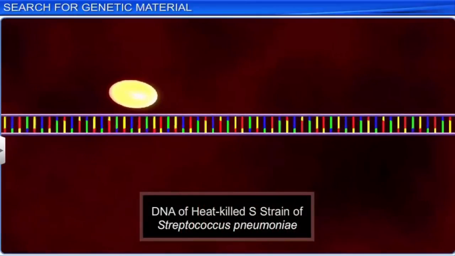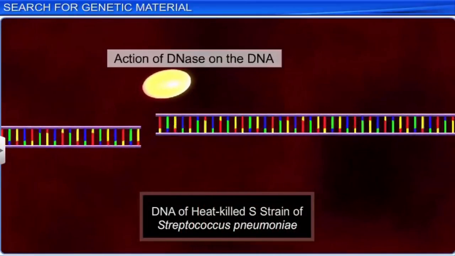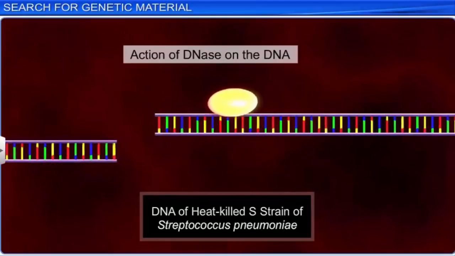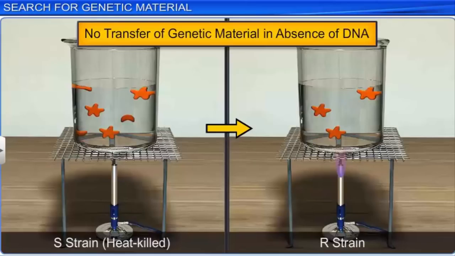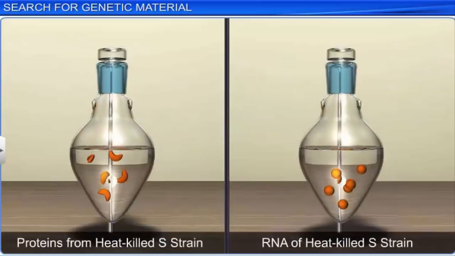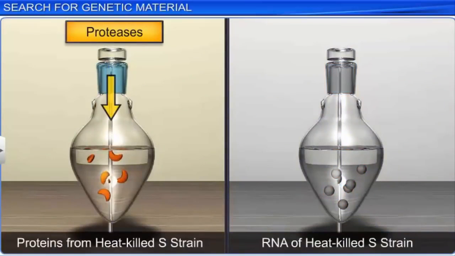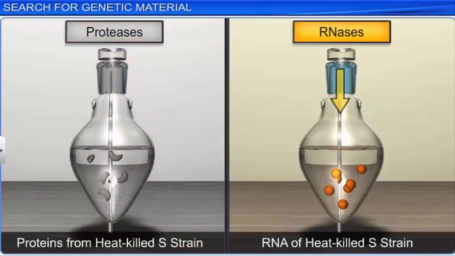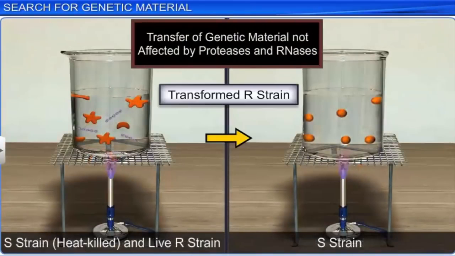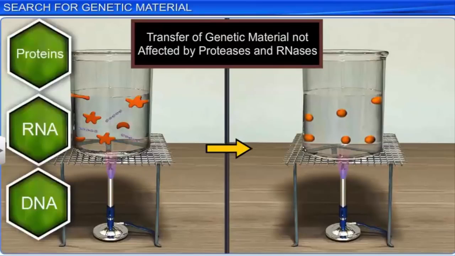They also found that digestion of the DNA of heat-killed S-strain with DNase inhibited transformation. Further, the scientists also discovered that addition of proteases or protein-digesting enzymes and RNases or RNA-digesting enzymes did not affect the transformation. This led to the conclusion that proteins or RNA were not transforming substances and implied that DNA was the cause for the transformation.